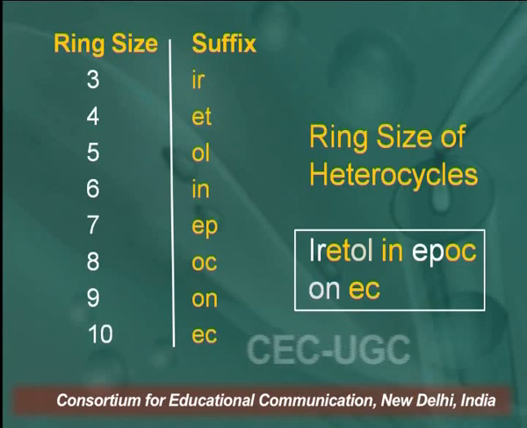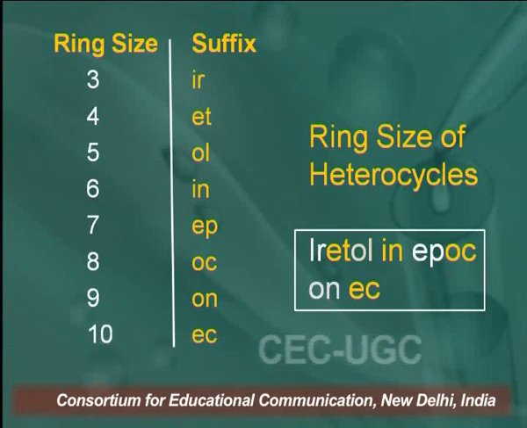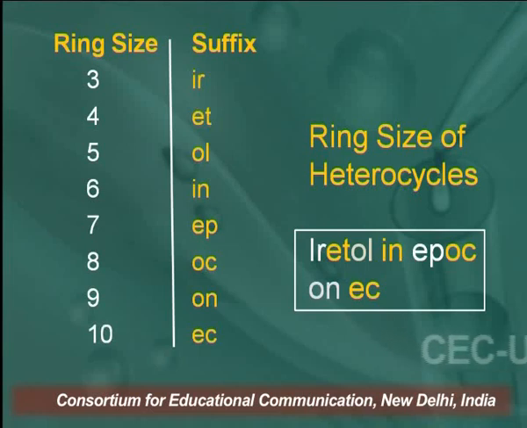So it's very important, you have to learn first the prefix. The prefix indicates the heteroatom, which heteroatom is present in the ring. Similarly, the ring size, that is the suffix. So the suffix is for the 3 to 10-membered ring.